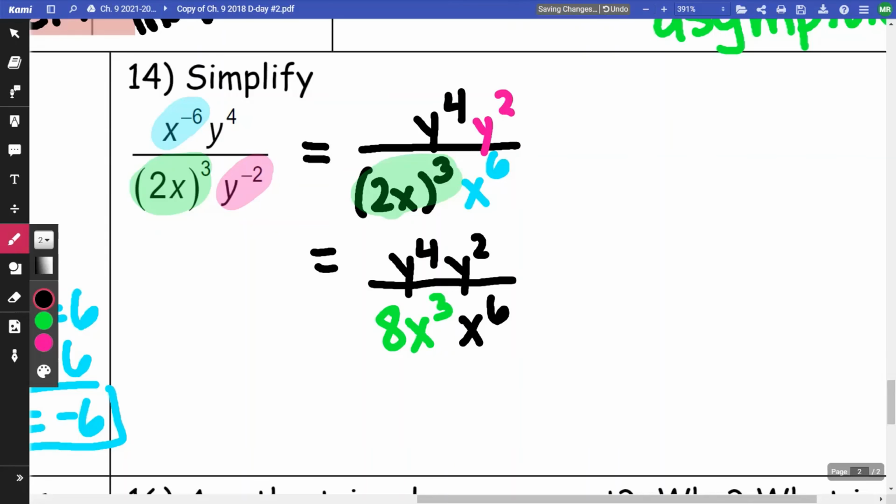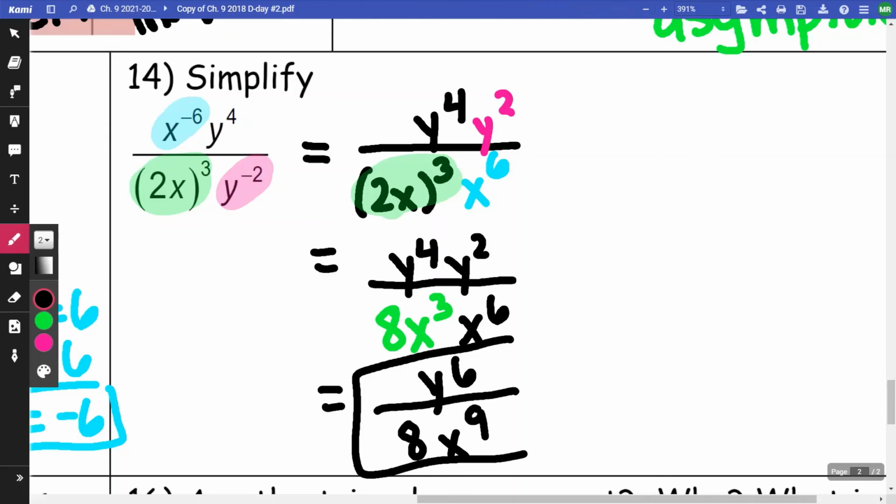Now I need to clean up my y's and my x's. So on top, I'm going to have a y to the 6th. On bottom, I'm going to have an 8 and an x to the 9th. And that is our answer.